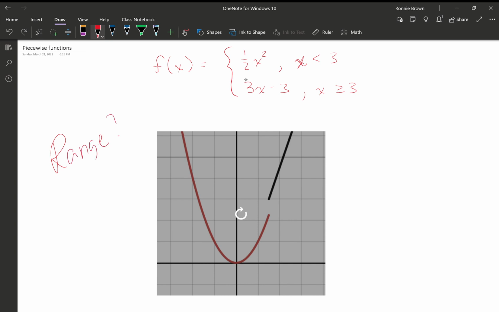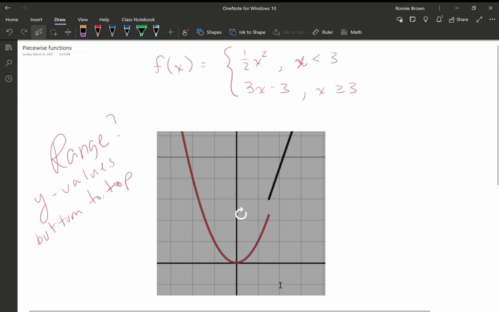So what does range mean? Range are all the y values, right, all the y values, bottom to top for a graph. So you have to start from the bottom of the graph. If you see the little cursor or pointer, you say to yourself, where does this graph begin, going from the bottom to the top?